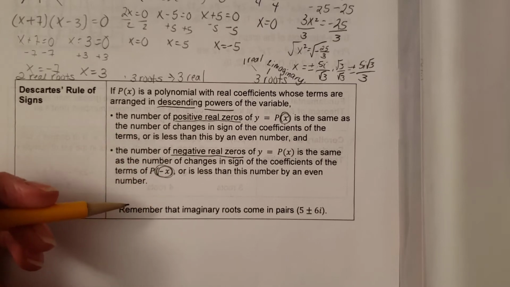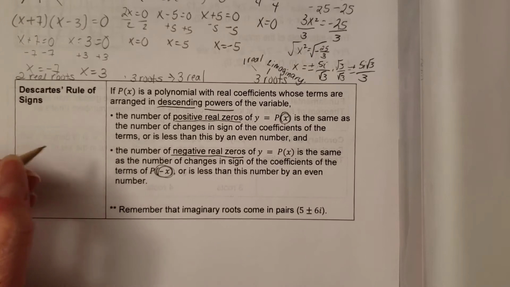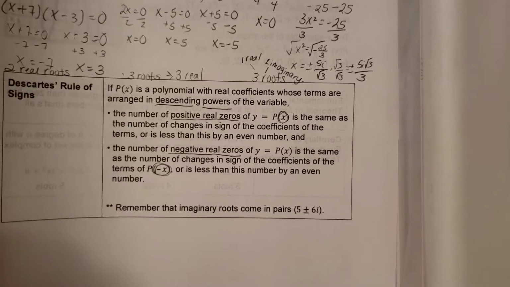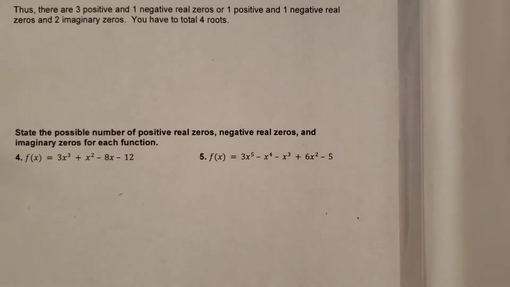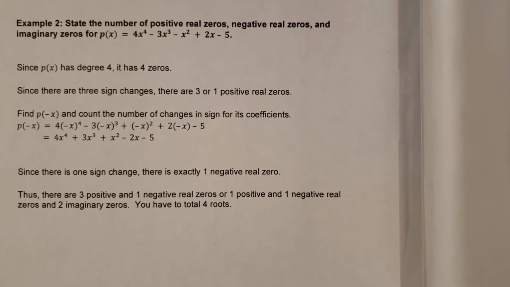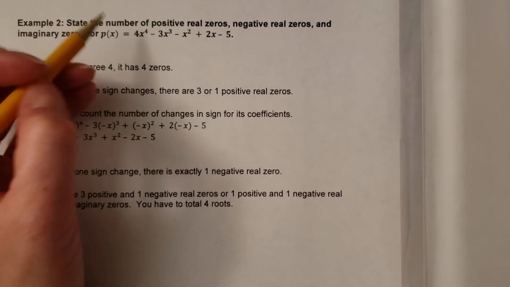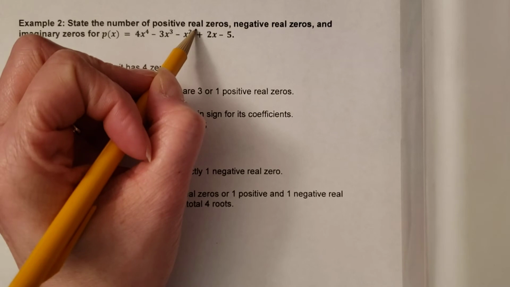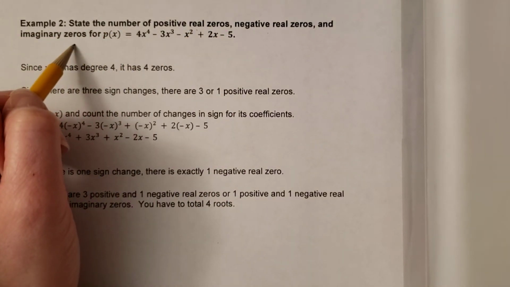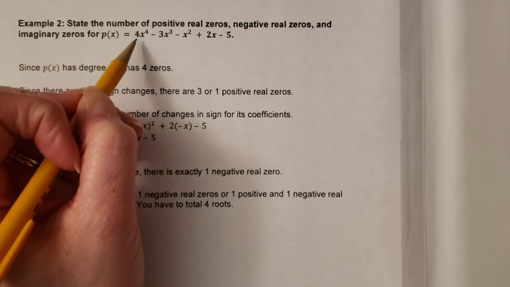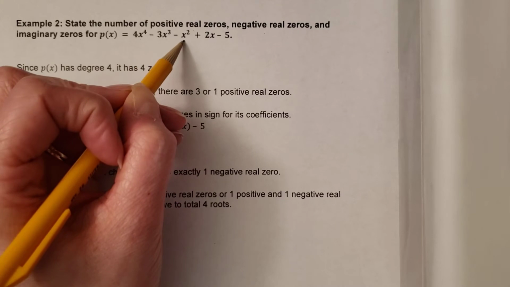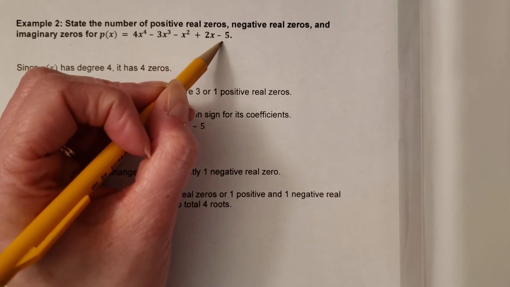And what we'll ultimately do is make a chart to help keep us organized with all of that. And I think that will help make this all make sense. So let's take a look at an example. And this will hopefully make more sense. So we have to state the number of positive real zeros, negative real zeros, and imaginary zeros for this function: 4x to the fourth minus 3x cubed minus x squared plus 2x minus 5.